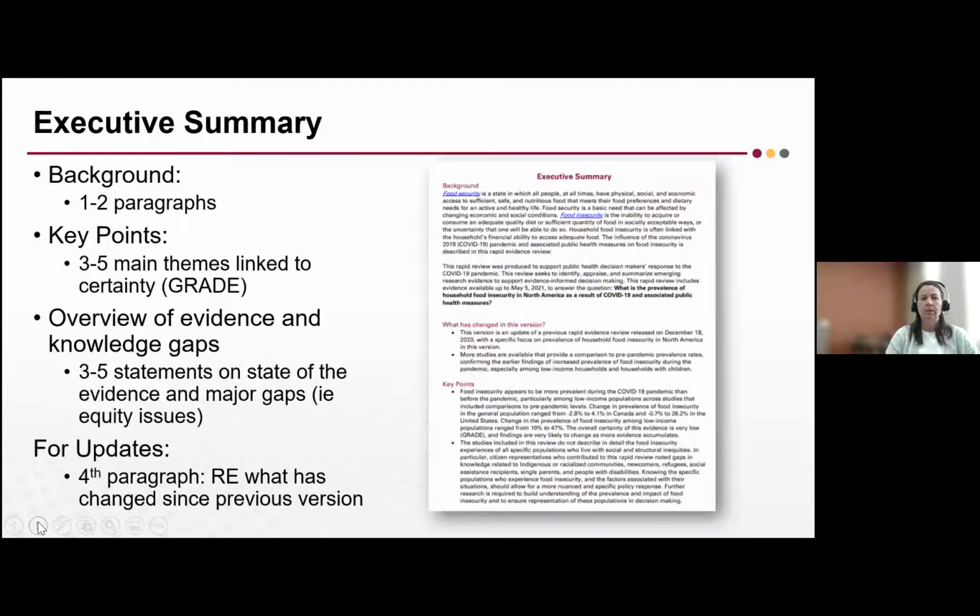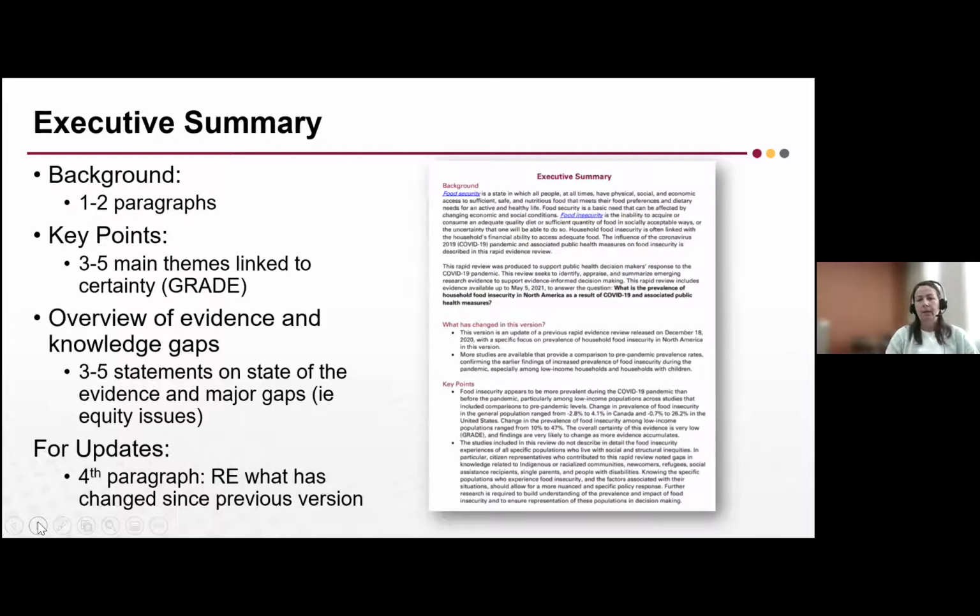And then all of the data that is used for the executive summary is put in tables in the results section. And then just around the executive summary, this just gives you an example of what that looks like, a background section of no more than 1 to 2 paragraphs that again highlights the question. Those key points, there's usually 3 to 5 key themes with the grade. The overview of the evidence, again, maybe 3 to 5.